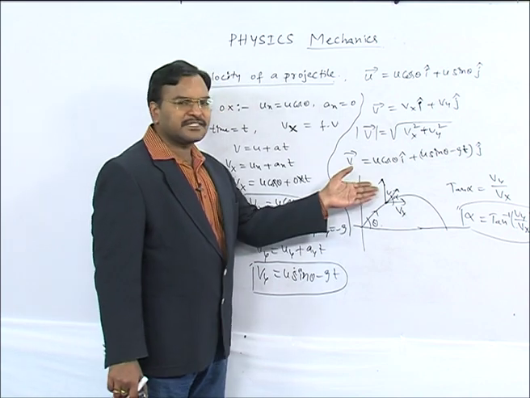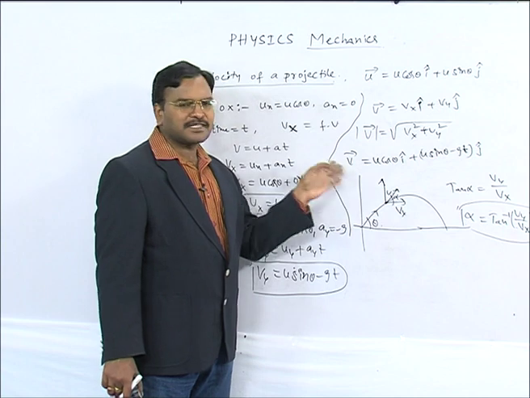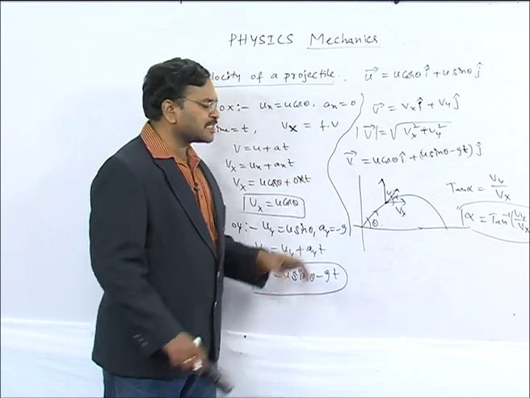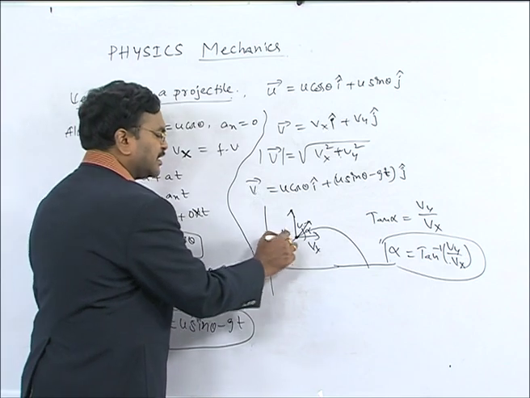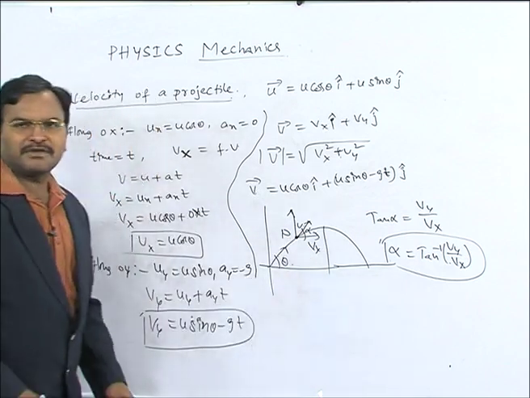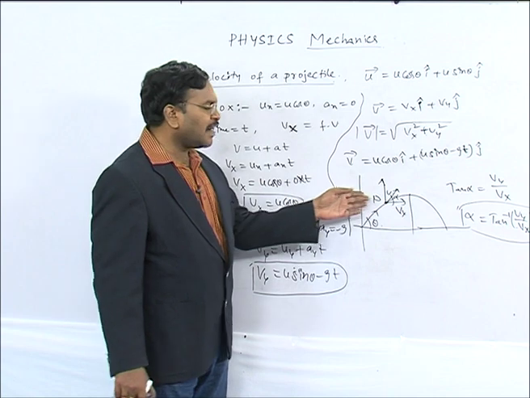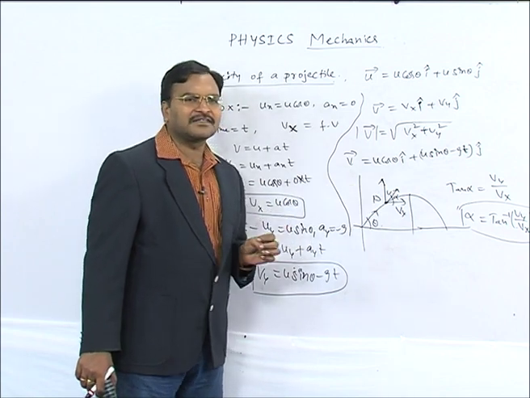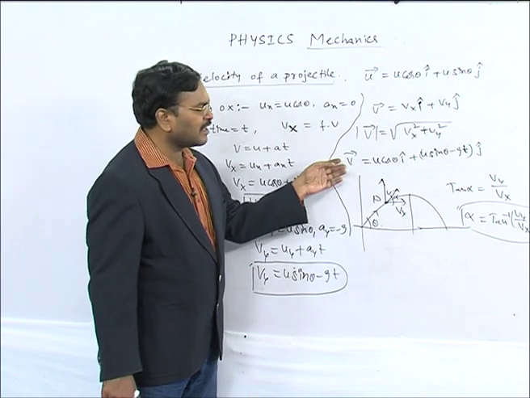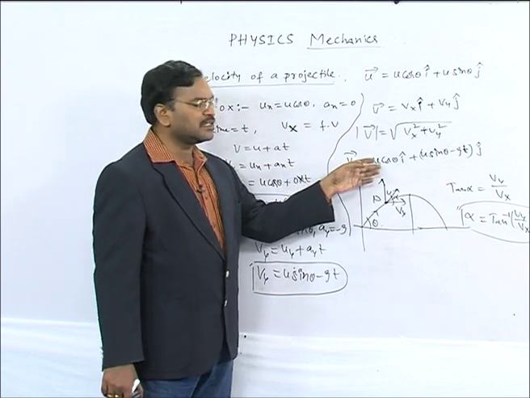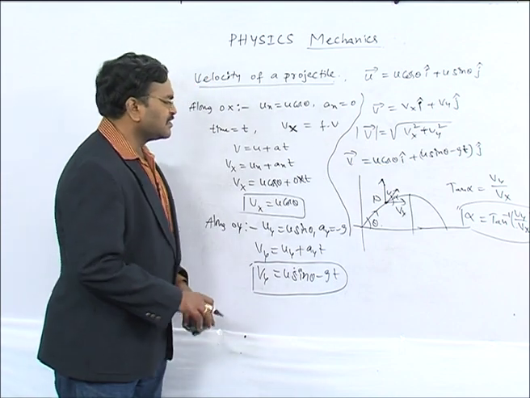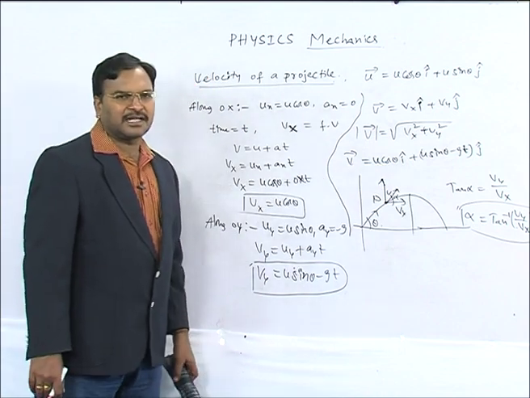If a body reaches maximum height, velocity is in the horizontal direction, but here the body has not reached maximum height. Let P be a point before reaching maximum height. Alpha is the angle made by the velocity with the horizontal. The velocity vector after time t seconds is u cos theta i cap plus u sin theta minus gt j cap. This is about the velocity of a projectile.